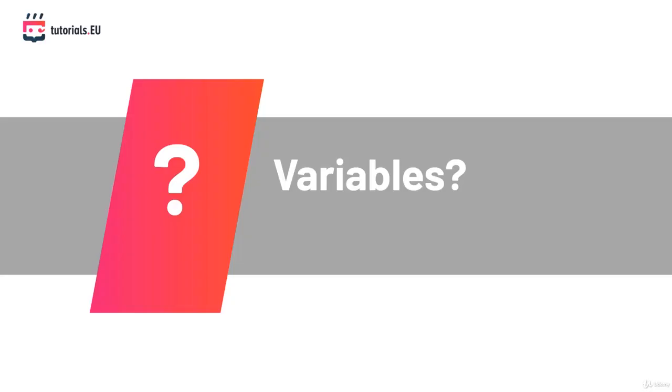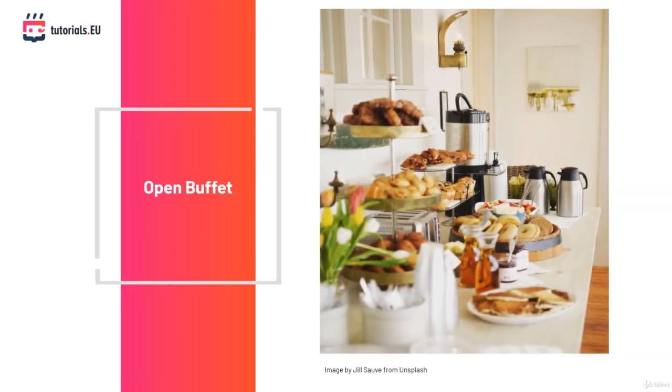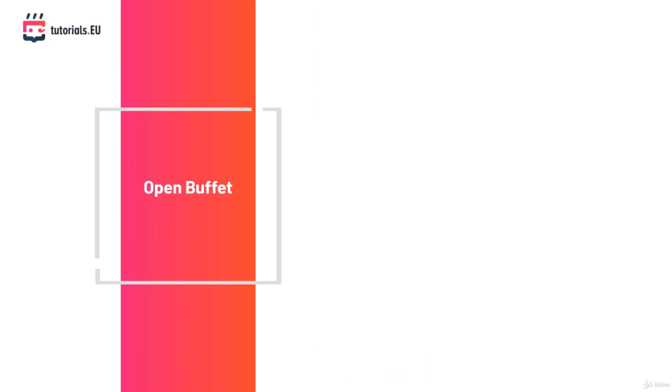All right, so first of all, what are variables? Well, a variable is a container that can take a value and store it. And maybe after some time, we decide to store another value in the same variable. Well, let's look at this trivial example. Imagine you are in an open buffet and you want to take a cup of coffee along with an amazing cake. You would need a cup for the coffee and a plate for the cake.